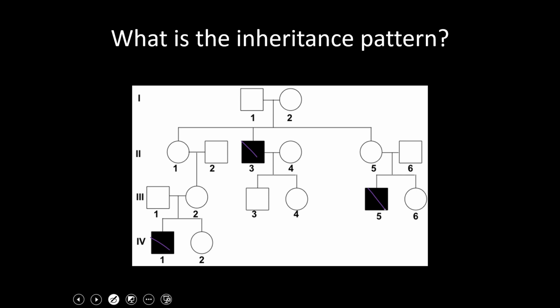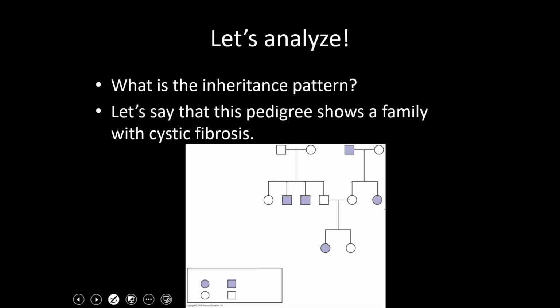Next, this is the pedigree that's actually in your notes. First thing we want to know is, what's the inheritance pattern? So the disease is popping up in every generation. However, there's a really important note to make here, and I'm going to go ahead and label our generations to help us talk about them.